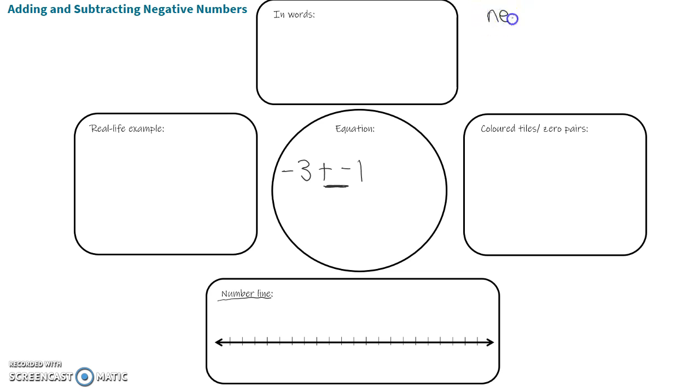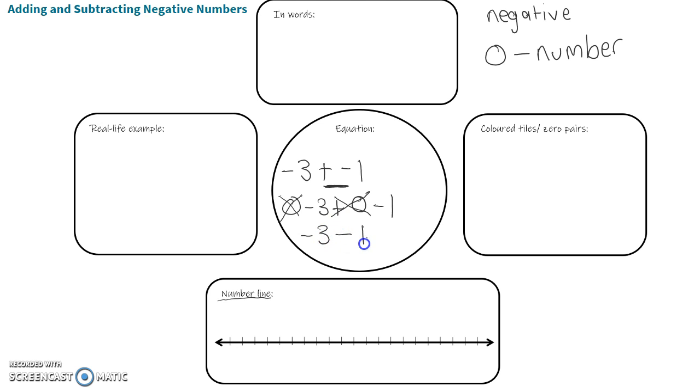Now let's remember what a negative number is, right? A negative is just 0 minus a number. We just get rid of the 0 because we're lazy and we don't want to write 0 every time. So let's rewrite this equation, but with the zeros in it. Now that looks a lot less scary, right? Because we know that something plus 0, we can just cancel that out. This 0 doesn't do anything here. So we end up with negative 3 minus 1. And that's a lot easier to deal with.